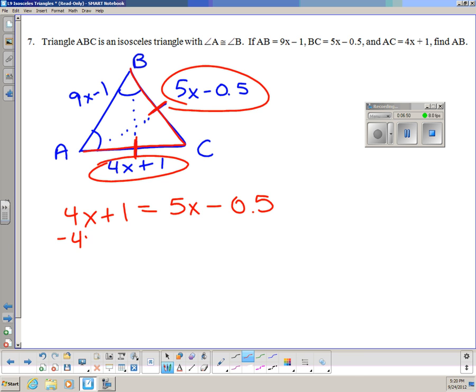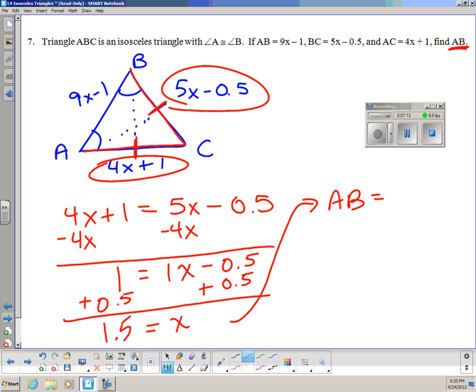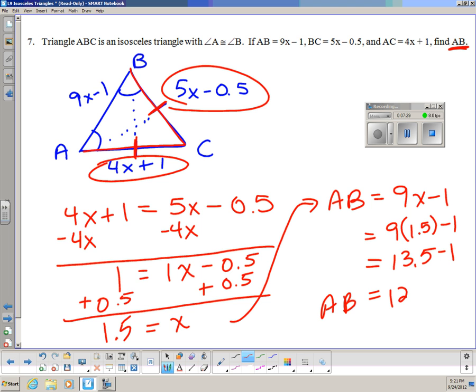And we can solve this linear equation. Subtract 4x on both sides. You would get 1 equals 1x minus 0.5. Add 0.5 to both sides. And so I get x, or 1x, equals 1.5. They asked us to find AB. Well, luckily, we know AB was 9x minus 1, and now we can evaluate this expression when x is 1.5. So we substitute 1.5 in for x. 9 times 1.5 is 13.5 minus 1, and that makes AB equal to 12.5.